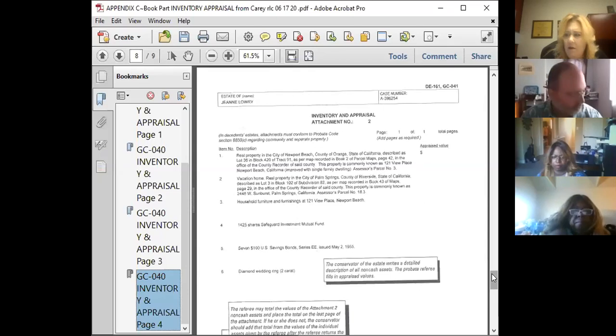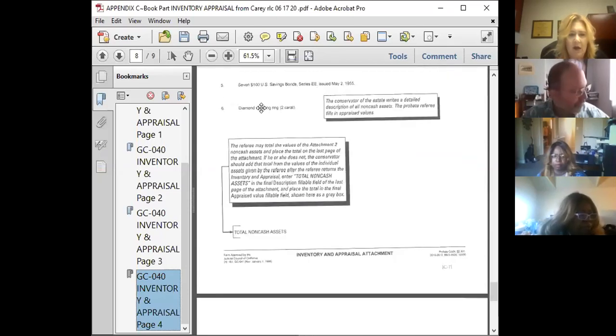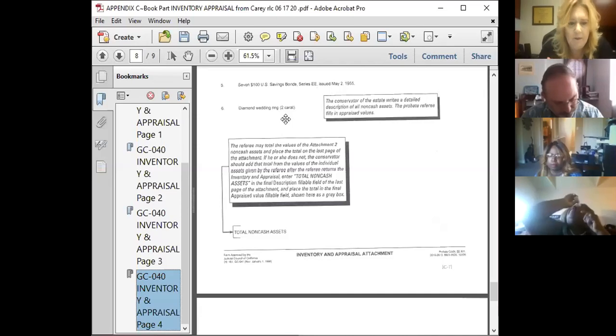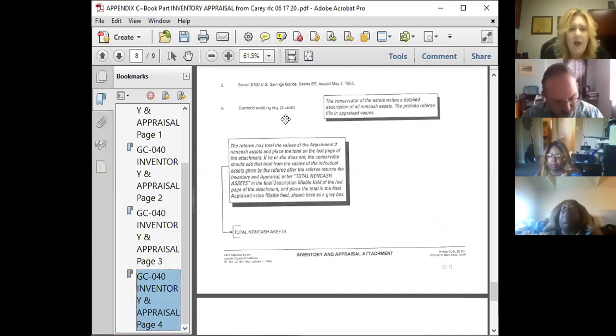The next one shows a diamond ring, 2 carats. This is extremely important, and I'll go through a few things that can happen and why it's important. There are beneficiaries who feel that they've struck gold, because sooner or later they're going to be millionaires from grandma or whomever this aging person is. They're already counting their chickens before they actually hatch. So it is really important to list, for instance, a diamond ring.